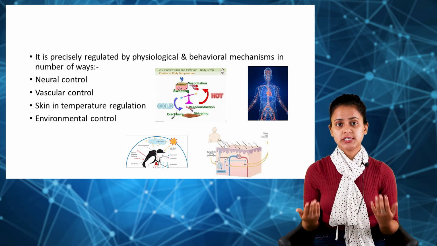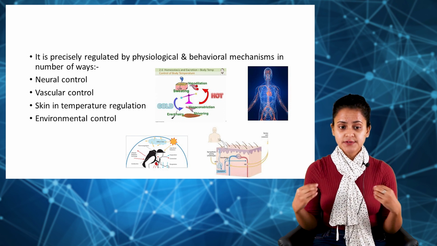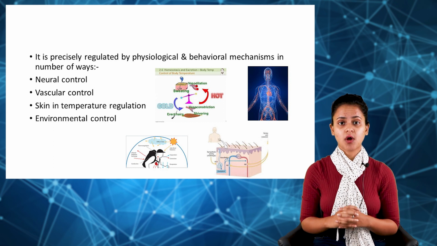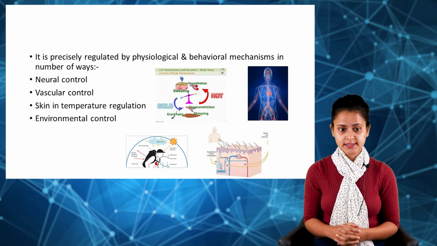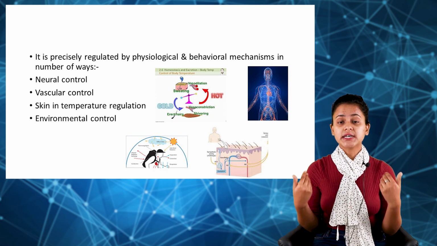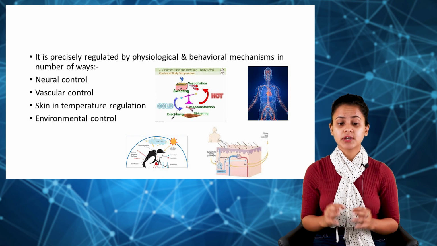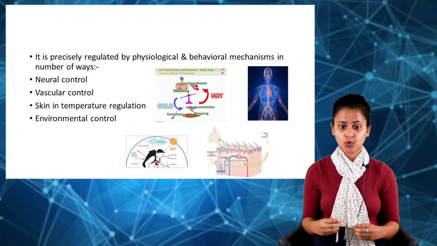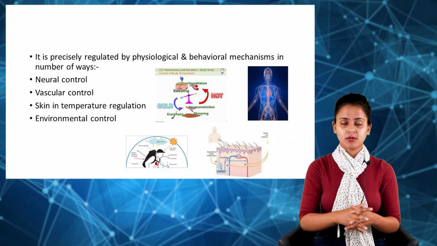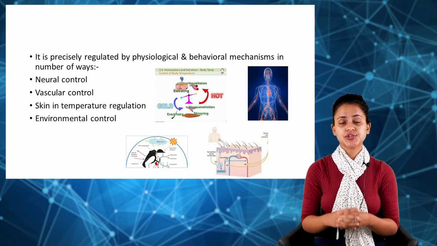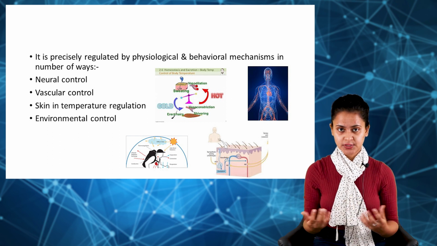Basically, we are going to see that the temperature will be controlled for an individual by different mechanisms. The first one is the neural control or neural mechanism. The second one is vascular control or vascular mechanism. The third one is skin control, which is often involved in the regulation of the temperature. And then the fourth one is the behavioral control.